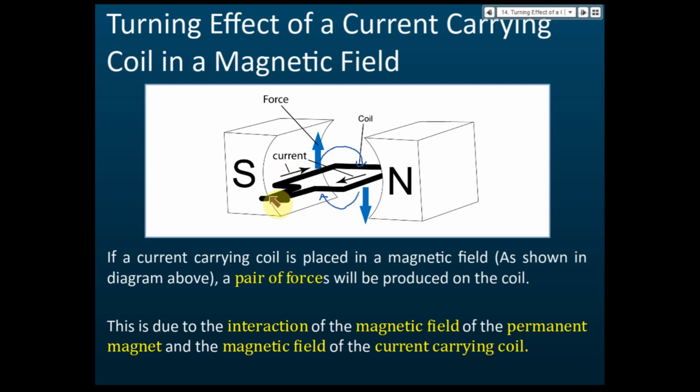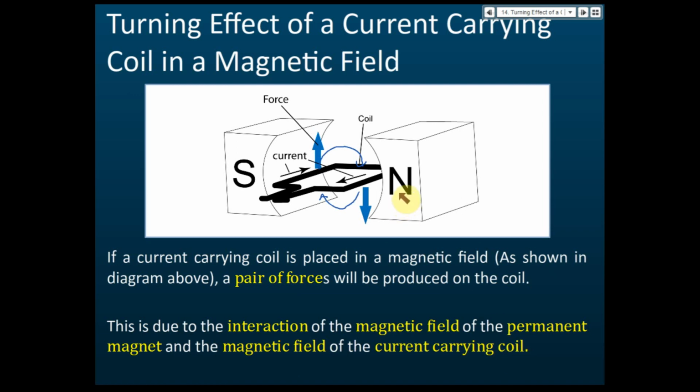So we say if there is a current carrying coil placed inside a magnetic field, it will produce a turning effect, and this turning effect will make the coil rotate. If a current carrying coil is placed in the magnetic field, a pair of forces will be produced. One goes up, one goes down. This is due to the interaction of the magnetic field of the permanent magnet and the magnetic field of the current carrying coil.